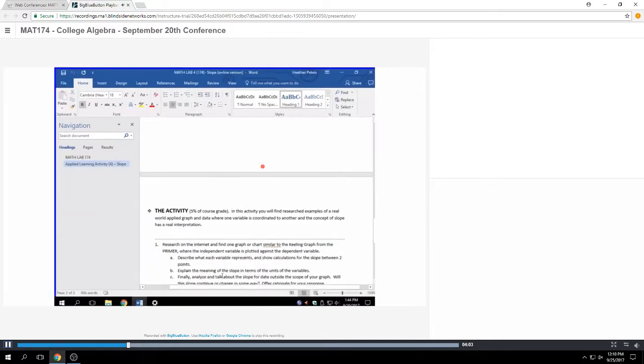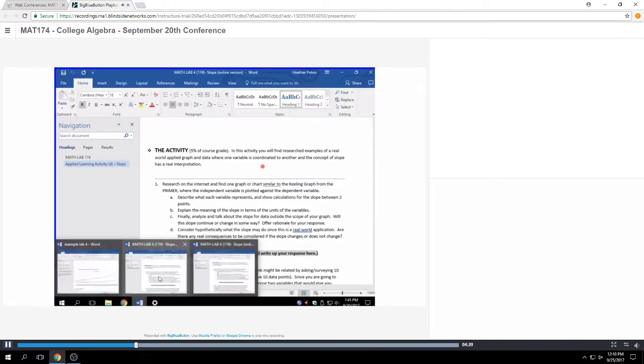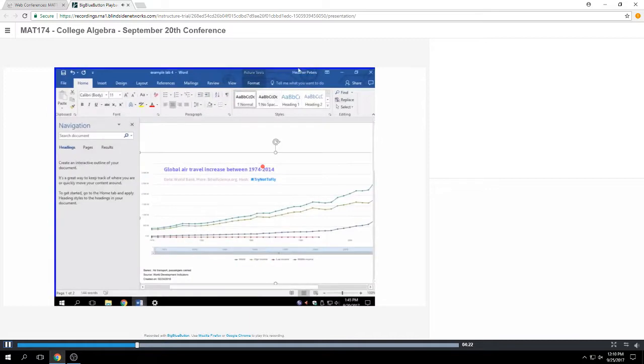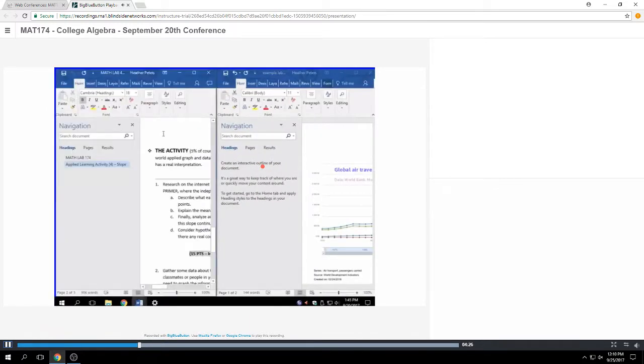What the activity is going to ask you to do is to take this graph, and please insert the graph in here so I can see what you're referencing, and describe what each variable represents, and then show the calculations for the slope between the 2 points. So for an example, I'm going to split the screen here so you can see both of them at the same time.